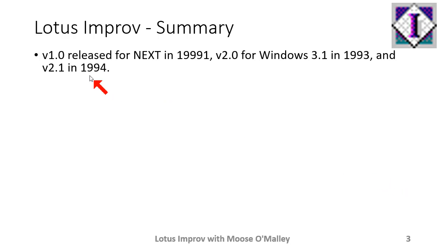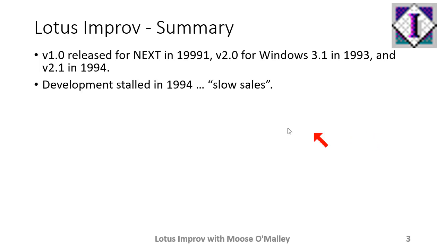Okay, so version 1 of Improv was released for the NeXT workstation in 1991. That's Steve Jobs' NeXT workstation, a beautiful machine. That was before he went back and joined Apple again to continue development on the Apple computers. Then version 2.0 of Improv was released for Windows 3.1 in 1993. So there was no version 1.0 for Windows, it was version 1.0 for NeXT. Then version 2 came out for Windows in 1993, and then version 2.1 in 1994.